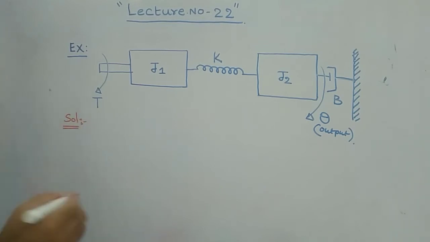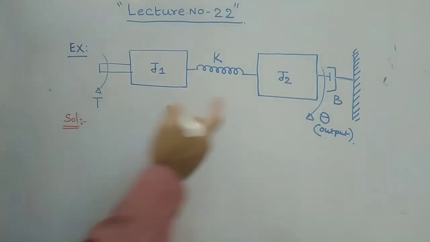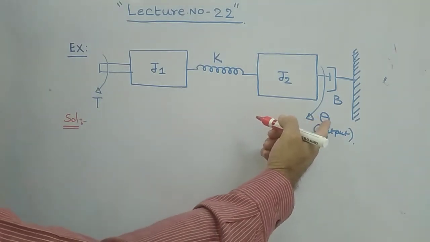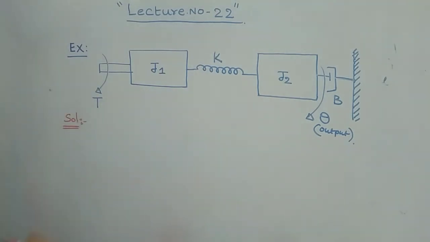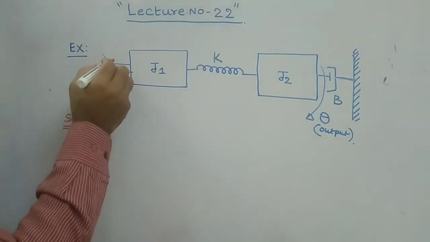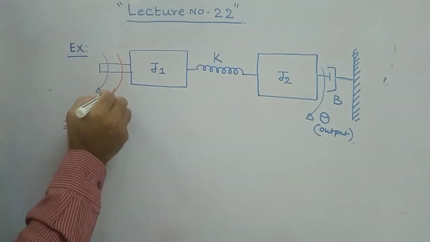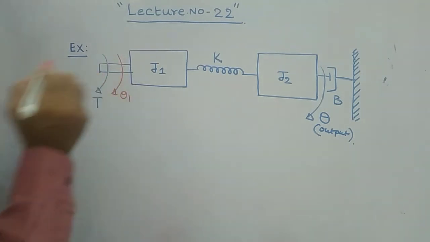First, as we have seen in previous sessions, in the same manner we have to draw the free body diagram. Then, say for example, here the displacement theta is given. Nothing else is given in this problem, so you can take it as theta 1, no problem.